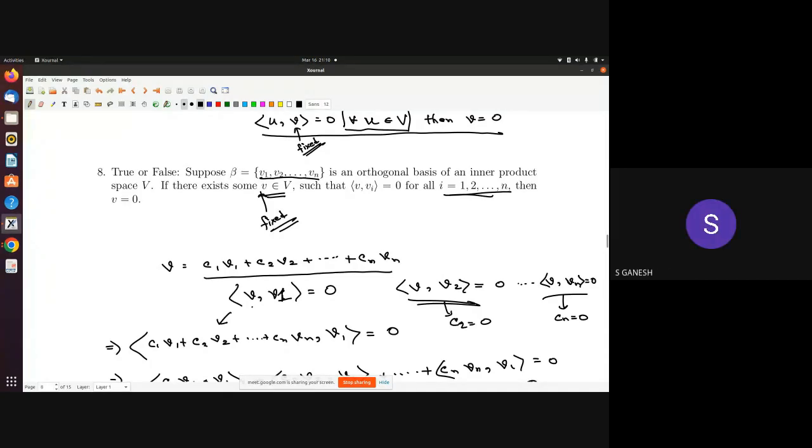Let me summarize it a little bit again. I have an orthogonal basis. If I have a vector which gives me 0 when I take the inner product with all these basis vectors vi, then the vector must be 0. It cannot be any non-zero vector. So any non-zero vector cannot be orthogonal to the orthogonal basis. Now you understand that this basis is maximal regarding orthogonality. I cannot add any more orthogonal element to that. Only the 0 vector will be orthogonal to each of them. Clear?